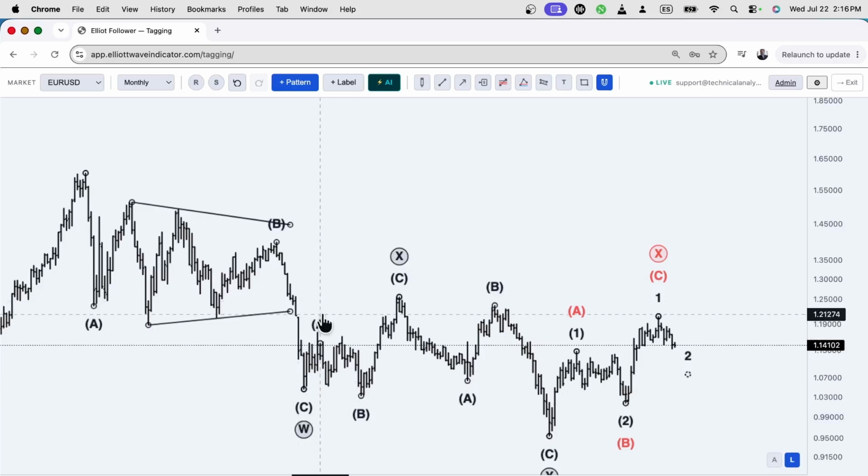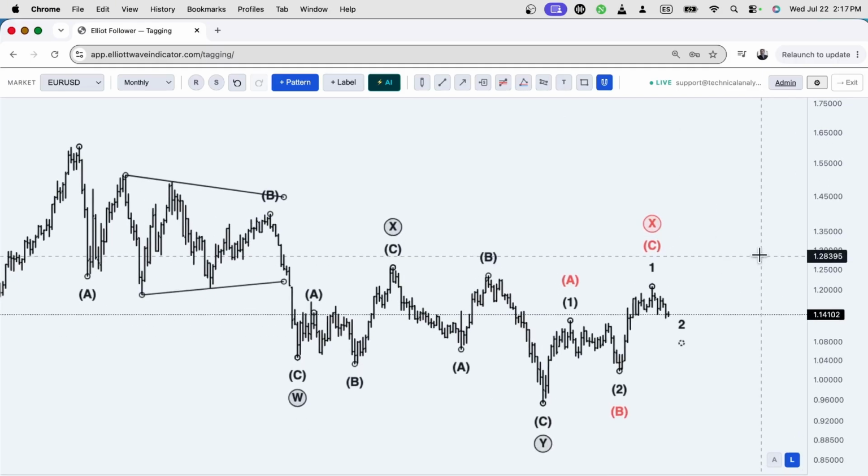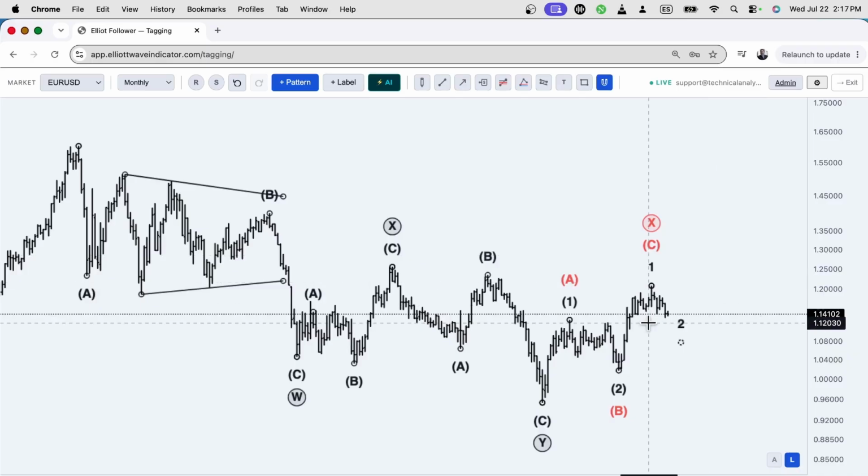Everything moves like an A, B, C, and then an A, B, C, and potentially an A, B, C that you can see in red here. So for now, we have labeled this chart as an ABC for a W. The next ABC we label as an X, and the next ABC as a Y, counting the entire correction as potentially fully complete.